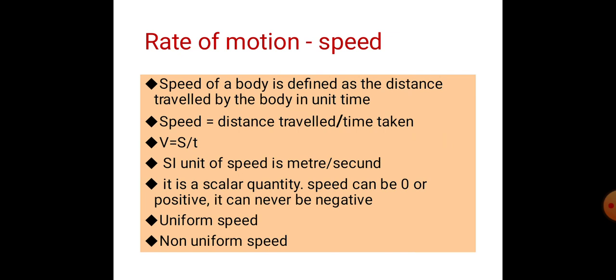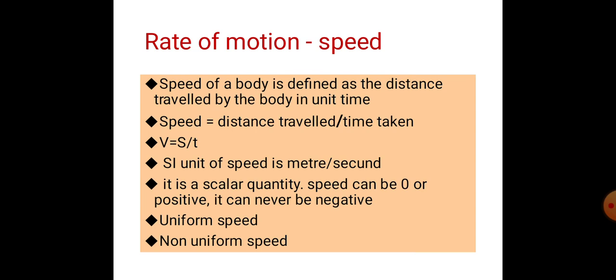What is uniform speed? When a body travels equal distances in equal intervals of time, howsoever small the interval may be, the speed of the body is said to be uniform. And non-uniform speed or variable speed: when a body covers unequal distances in equal intervals of time, howsoever small the interval may be, it may be second, it may be minute, it may be hour, the speed of the body is said to be non-uniform or variable speed.